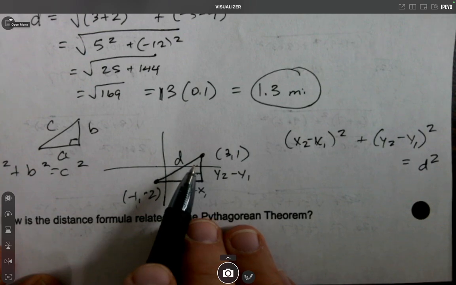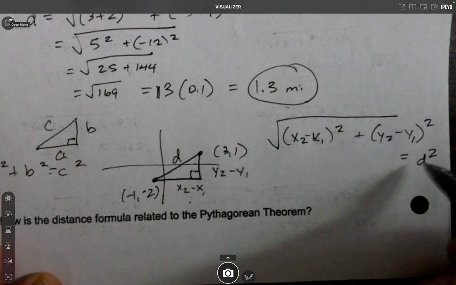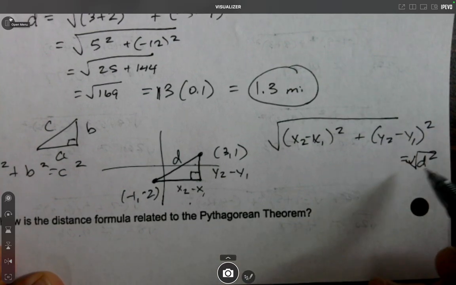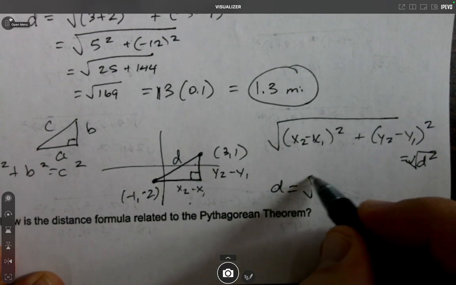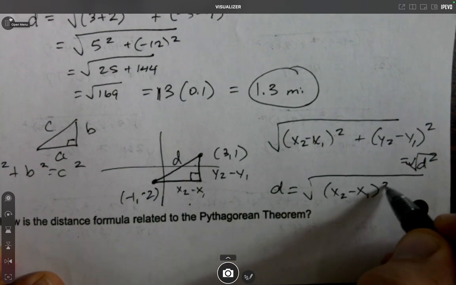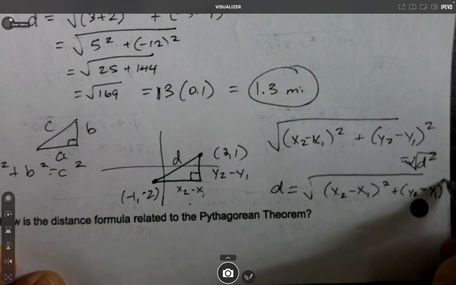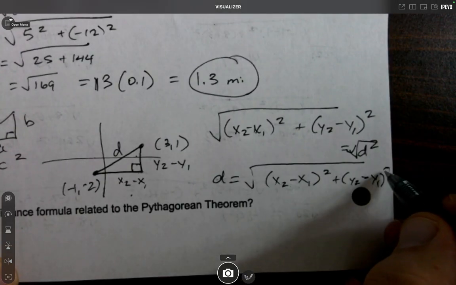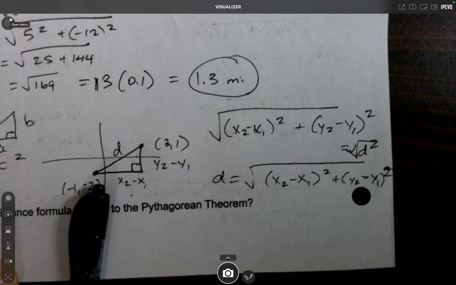But we don't want to find out d squared, we want to find out d. So the way we solve that is we take the square root of both sides, and the square root of d squared is d, and the rest of this gets left inside the radical, giving us our distance formula. Believe it or not.